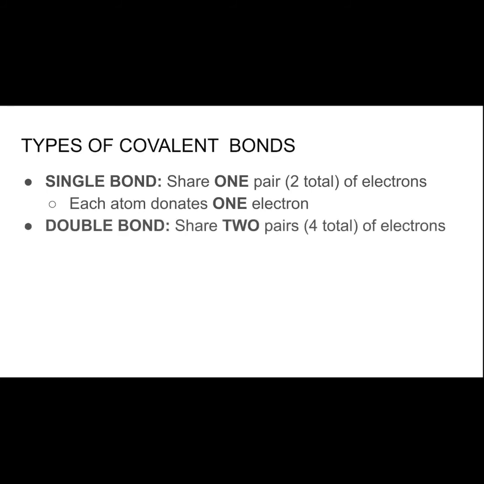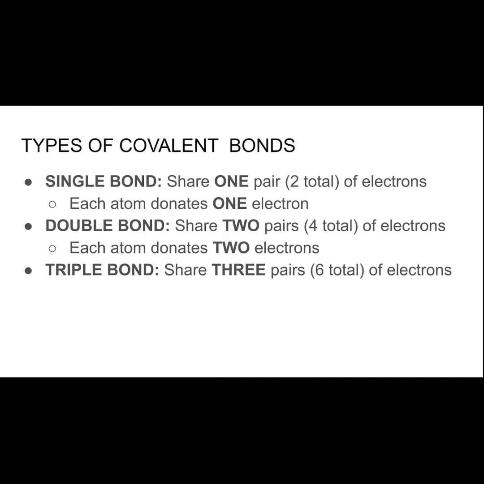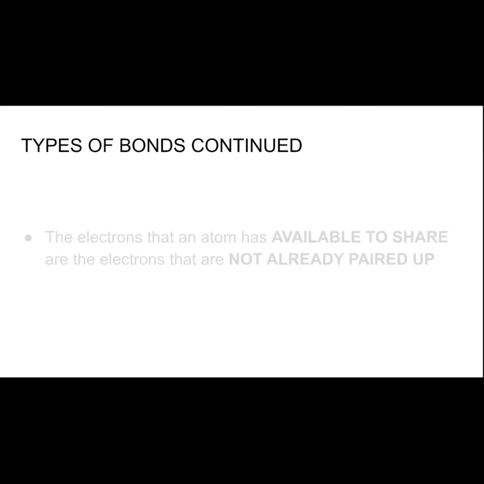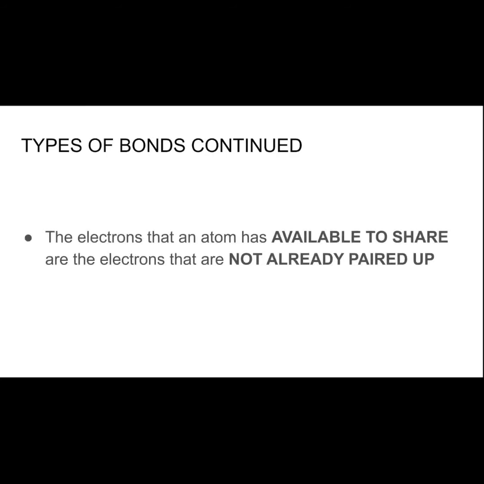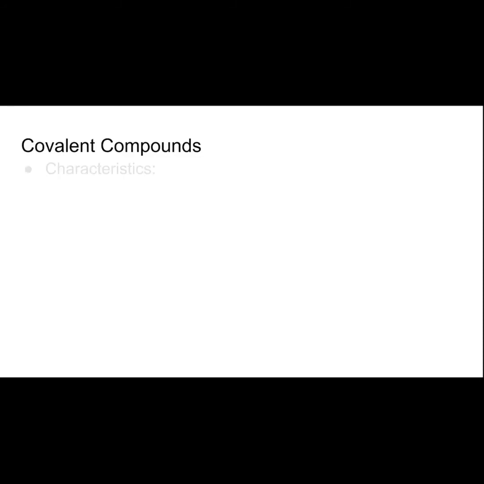You can have a single bond. That's where you're just going to share 2 electrons. You can have a double bond, which means you have 4 total electrons, so 2 electrons in each pair. Or you can have a triple bond, 6 total electrons, so that would mean you have 3 pairs with 2 electrons in each pair. The electrons that an atom has available to share are the electrons that are not already paired up. So when you're drawing your Lewis dot diagram, any of the electrons that don't have a pair, that's the one that's going to be shared.